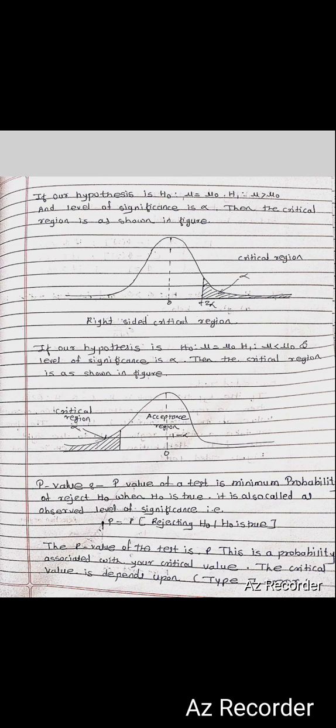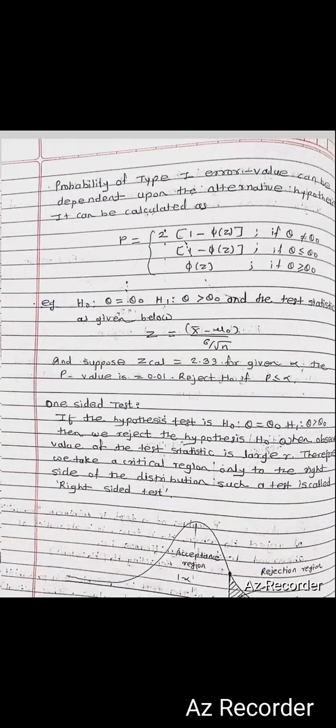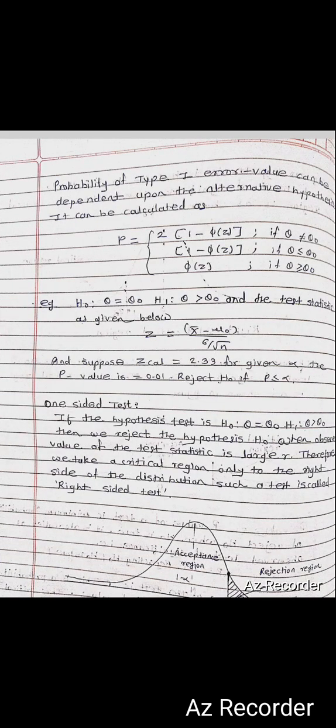The critical value depends upon type 1 error, and the probability of type 1 error can depend upon the alternative hypothesis. It can be calculated as p equal to 2(1 minus phi of z) if theta is not equal to theta naught, 1 minus phi of z if theta is less than or equal to theta naught, and phi of z if theta is greater than.